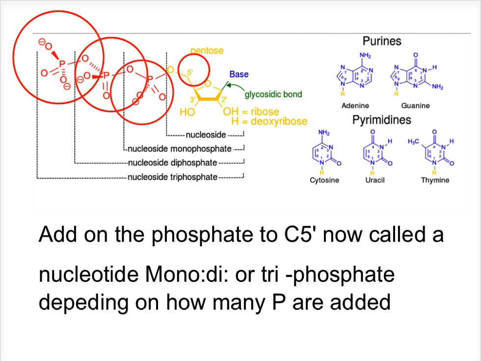The third part of a nucleotide is the phosphate. The phosphate is attached on carbon number 5 by a phosphodiester bond. And you can see that here are your 3 phosphates. 1 phosphate is called a mono. If you have 2 phosphates, it would be a diphosphate, and 3 phosphates would be a triphosphate.